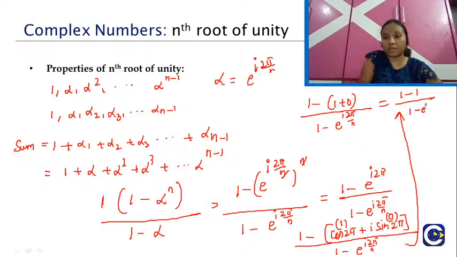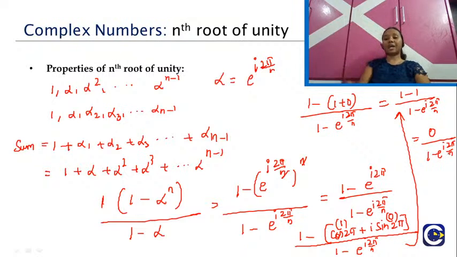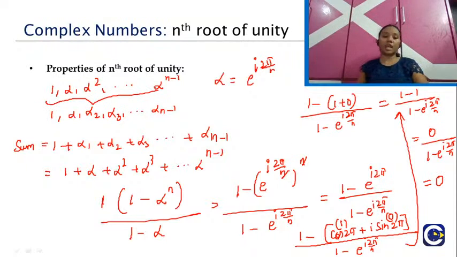And the denominator is 1 minus e power i by 2 pi n, which is 1 minus 1 by 1 minus e power i 2 pi by 1. So in the numerator, if we have 0, whatever the denominator is, the final answer will be equal to 0 itself. Which means from here what can we predict? Here we can directly say that the sum of the roots of this nth root of unity is equal to 0.